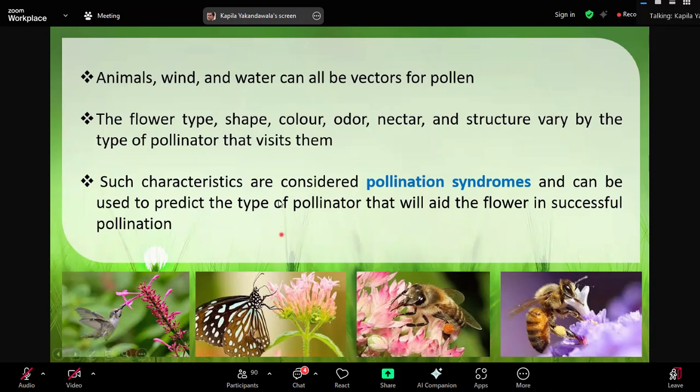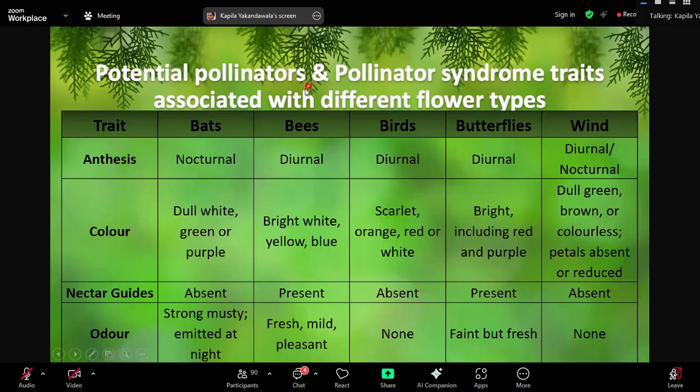Okay? Right. So these are the potential pollinators and the pollinator syndromes of different flower types. These are the different pollinators: bats, bees, birds, butterflies, wind. These are the different pollinating agents. These are the different pollinator syndromes or traits. First one, anthesis, is the time of opening.